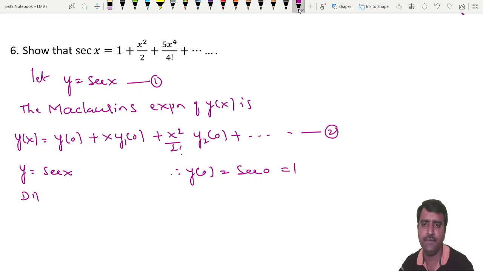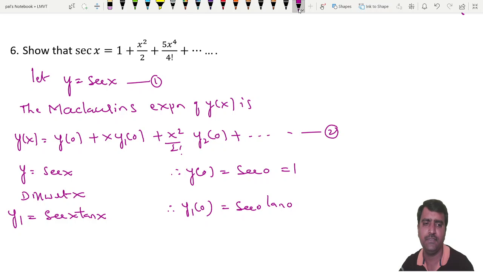Now you differentiate this with respect to x. Differentiation of y is y1. Differentiation of secant x is secant x into tan x. From this you find y1 of 0. y1 of 0 is equal to secant 0 into tan 0. All of you know that tan 0 is 0, so 0 into anything becomes 0.